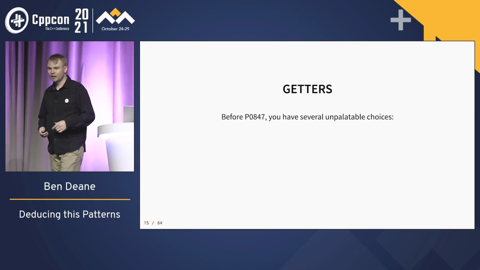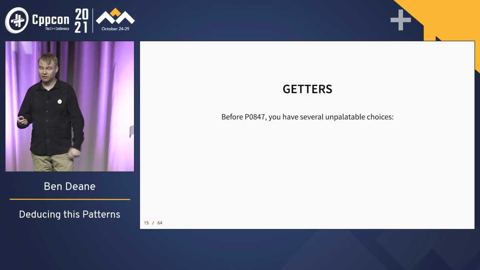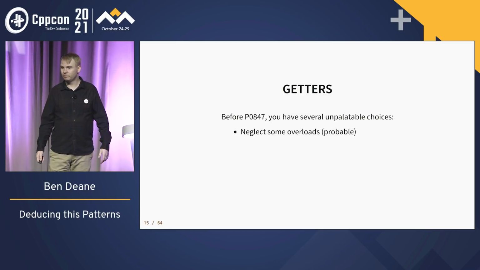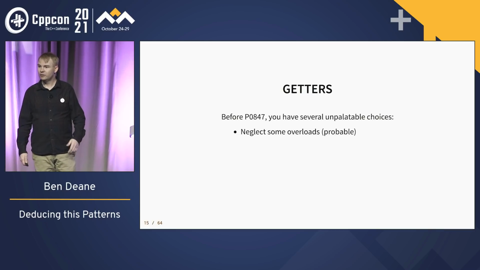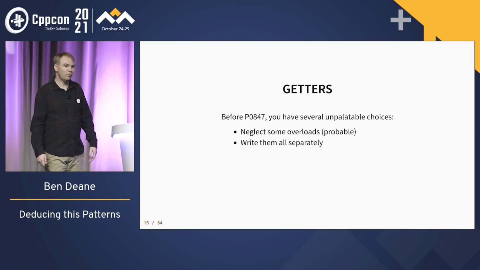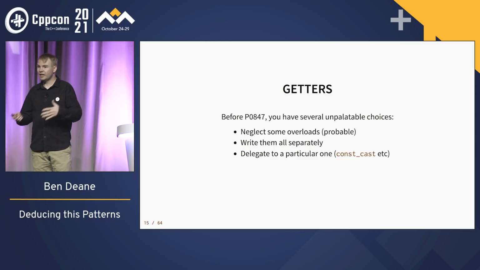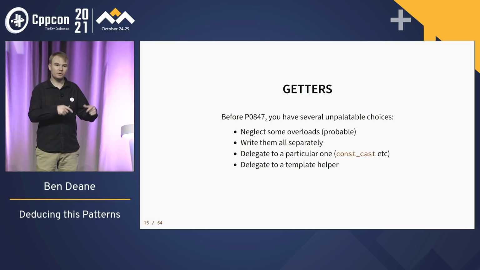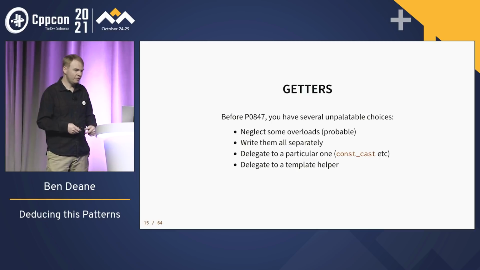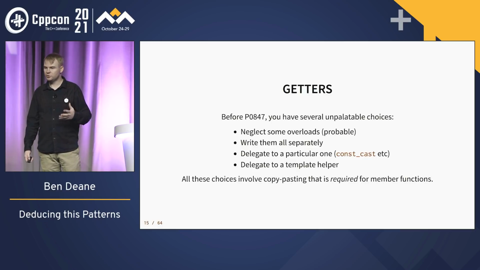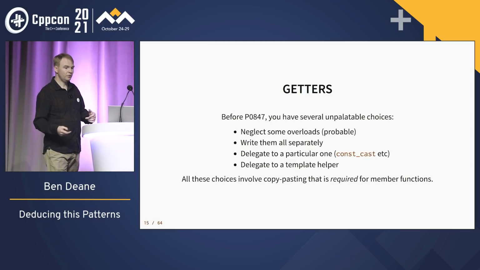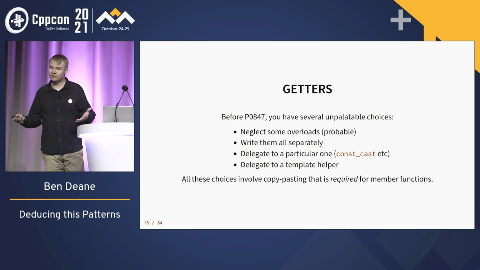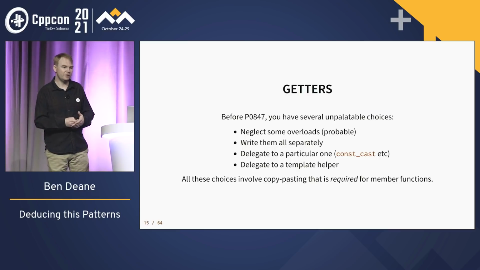Before this feature, P0847, if we actually want to do this, we have several fairly unpalatable choices. The most likely thing is that we neglect to write a bunch of overloads. We can write them all separately, or make them all delegate to one and have some kind of nastiness like const_cast. Or we can delegate to a free function template helper or another member function template helper. But all of these choices involve some amount of copy-pasting, and for member functions before P0847, that's pretty much required. And of course, anytime there's copy-pasting, there's the possibility of error.